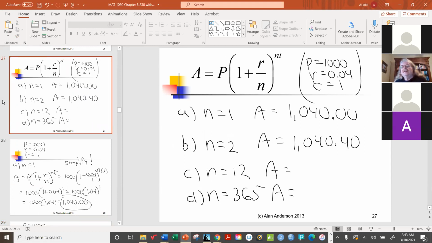Okay, that's the key right there, the 40 cents. That's coming about not because the interest rate was changed or the time frame, but because of the compounding frequency. And it doesn't seem like a lot, but if you left this money in the bank for 20 years, it would make a huge amount of difference. So why don't you try the third one, which is monthly. And again, just keep in mind that whatever number you end up with, it has to be more than 1,040.40.